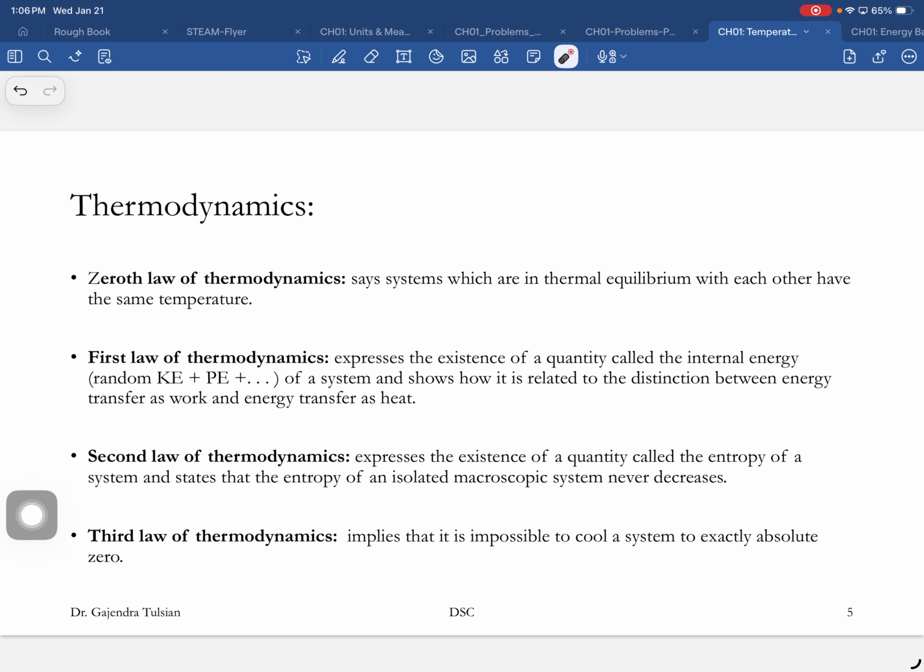Okay? So anyway, we'll talk about entropy. Again, this is a separate chapter. This one is a next chapter, this is the next chapter, and so on. Okay?